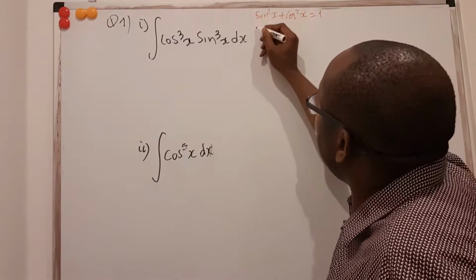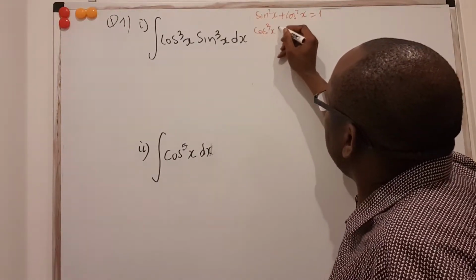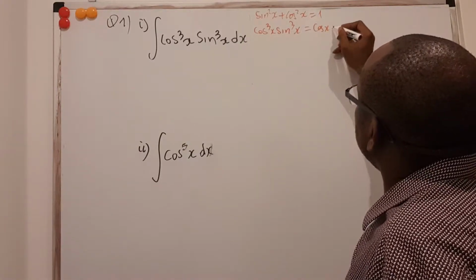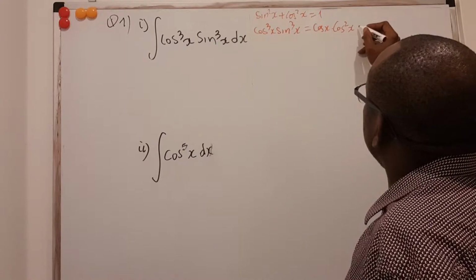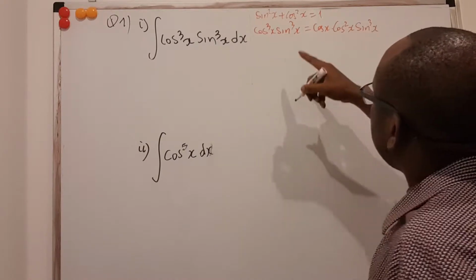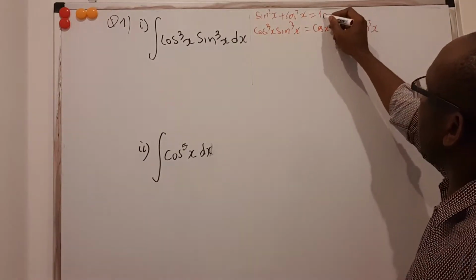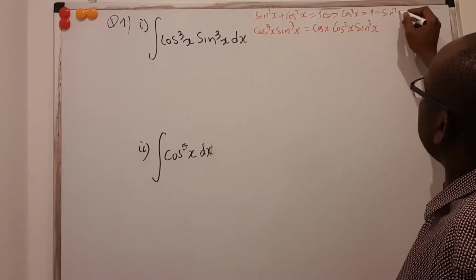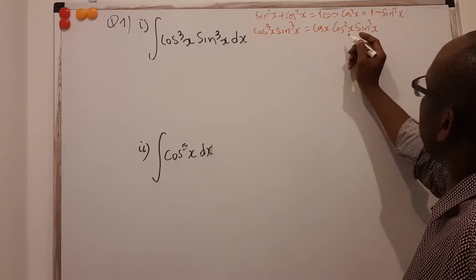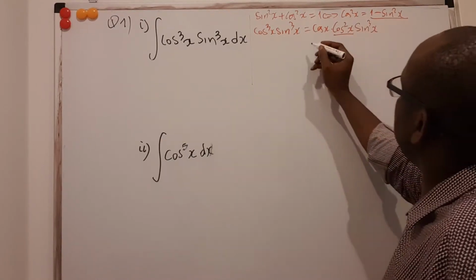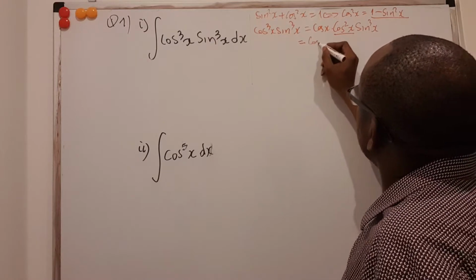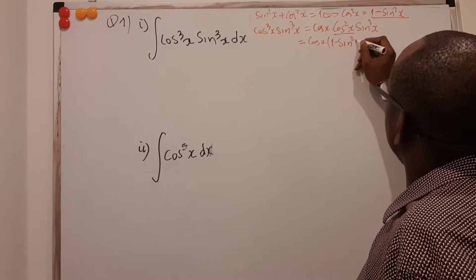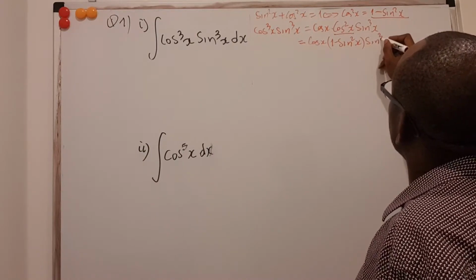First, let me fix this. We have here cos cube x sine cube x. This can be written as cos x times cos squared x sine cube x. And from this we see that cos squared x is equal to 1 minus sine squared x. So I can substitute my cos squared x here with this. If I do that, I get cosine of x times brackets 1 minus sine squared x, times sine cube x.